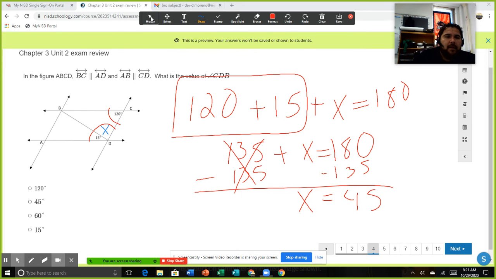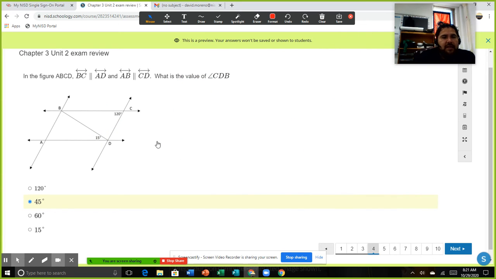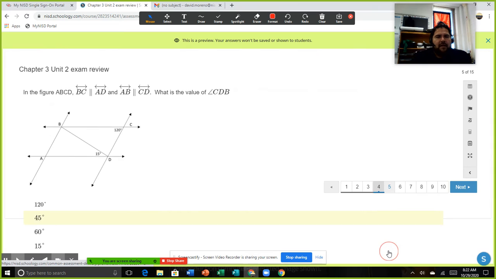Okay. Now, make sure that you're looking at the labeling and the angle, right? CDB. So here's CDB. That's why we're using this angle x. If I plug that in, 45 plus 15 is 60, 60 plus 120 is 180. Okay, these lines are parallel. It doesn't matter what the picture looks like. It matters what's going on with the wording, okay? All right, so here we go.